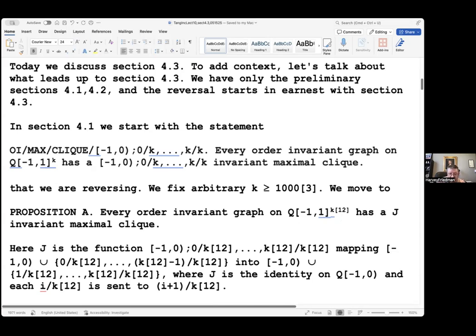And this has a J invariant maximal clique, where J is the function we've been talking about here. This is the identity on the negatives, and it just shifts by one divided by K12 in the serious part here. Okay. That's the same thing as this function here, just with K12. It's just better, more usable notation in the text to use J.